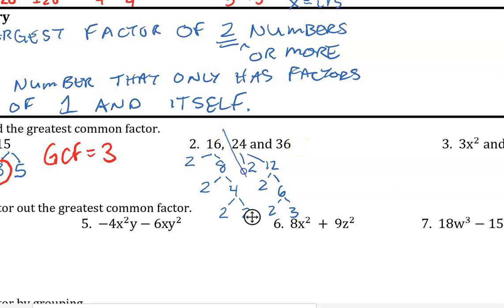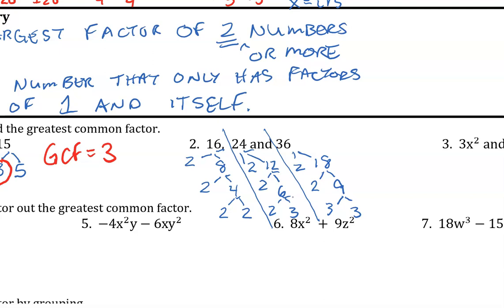36 has factors of 2 and 18. 18 has factors of 2 and 9. 9 has factors of 3 and 3. So you'll notice that every time I had an even number, 16, 8, 4, 24, 12, 6, I always took out the factor of 2. Any even number is divisible by 2, and it'll always be the smallest reasonable factor to take out first. It's the easiest one.